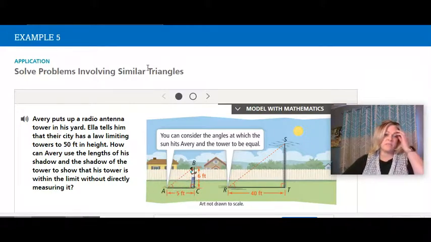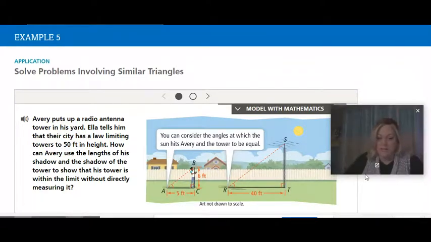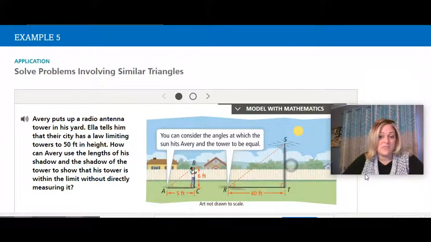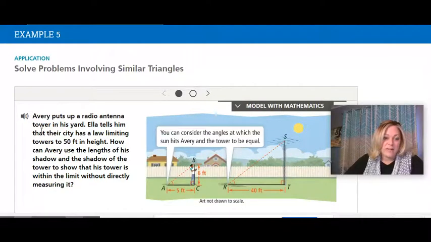So Avery puts up a radio antenna in the yard. Ella tells him that the city has a law limiting towers to 50 feet. Notice we do not have the measurement right here. There's no measurement. We're going to figure out if this is 50 feet or less. So how can Avery use the length of his shadow and the shadow of the tower to show that it's within the limits? So these are similar triangles.